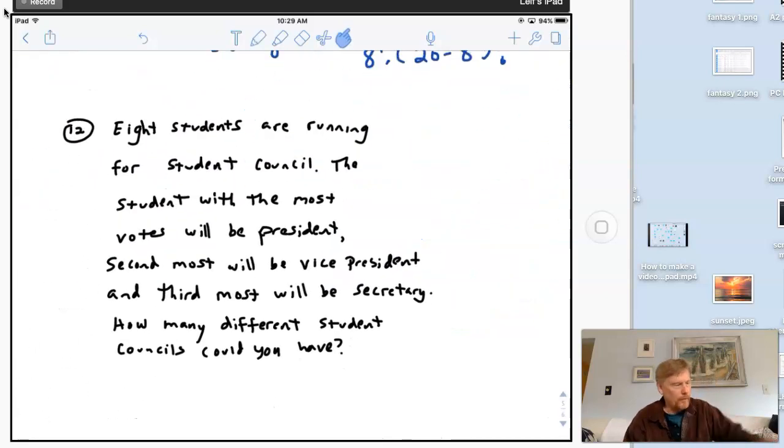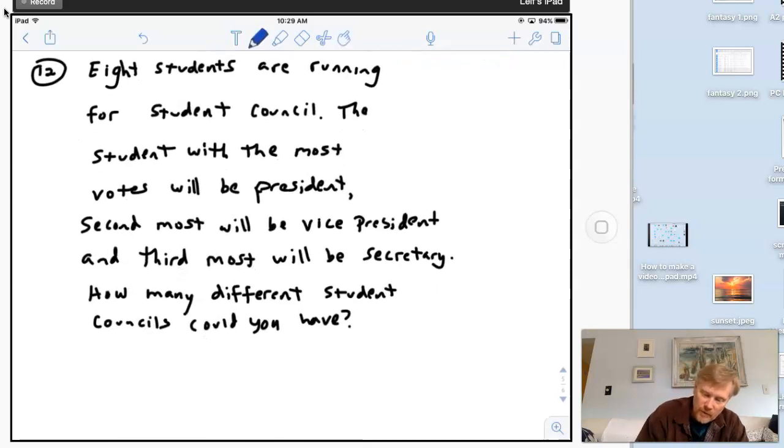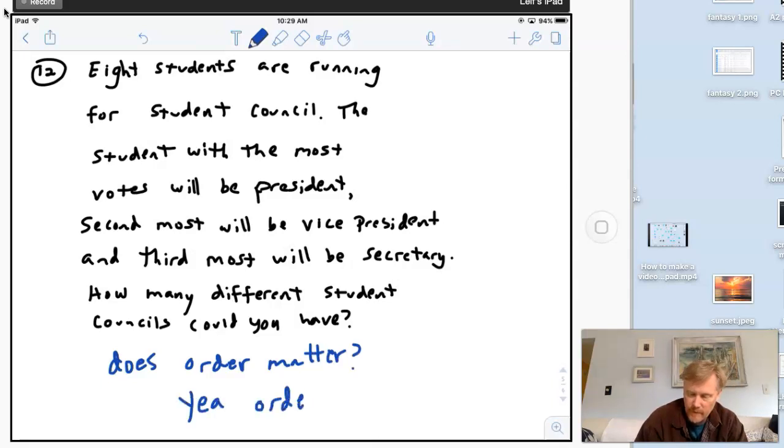Next one, a lot of word problems. This one, 8 students are running for student council. The student with the most votes will be president. Second most will be vice president. Third most will be secretary. How many different student councils could you have? So that same question, does order matter? The answer is yeah. Order matters, because first gives president, second is vice president. That means order matters, which means we're using the permutation.